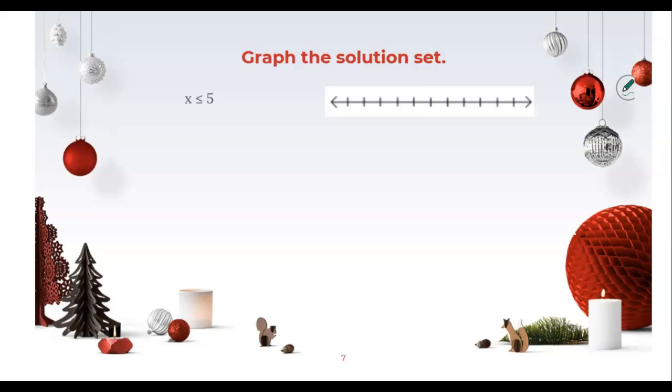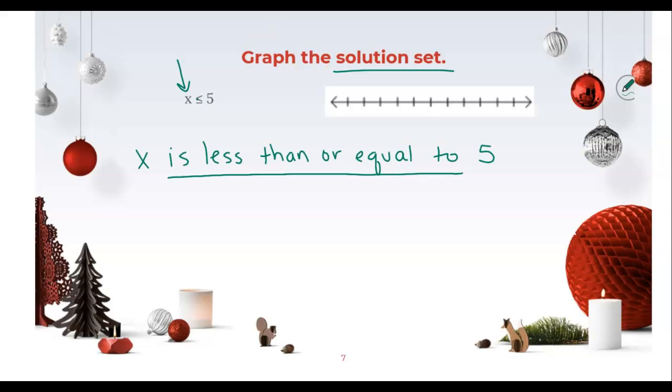Let's begin here. We're going to graph the solution set, and that means finding all the values of x that make the inequality true. If we read this, x is on the pointy side of that symbol, meaning x is less than or equal to 5. So if this was an equal sign, and it said x is 5, we're now changing it to is less than or equal to 5.